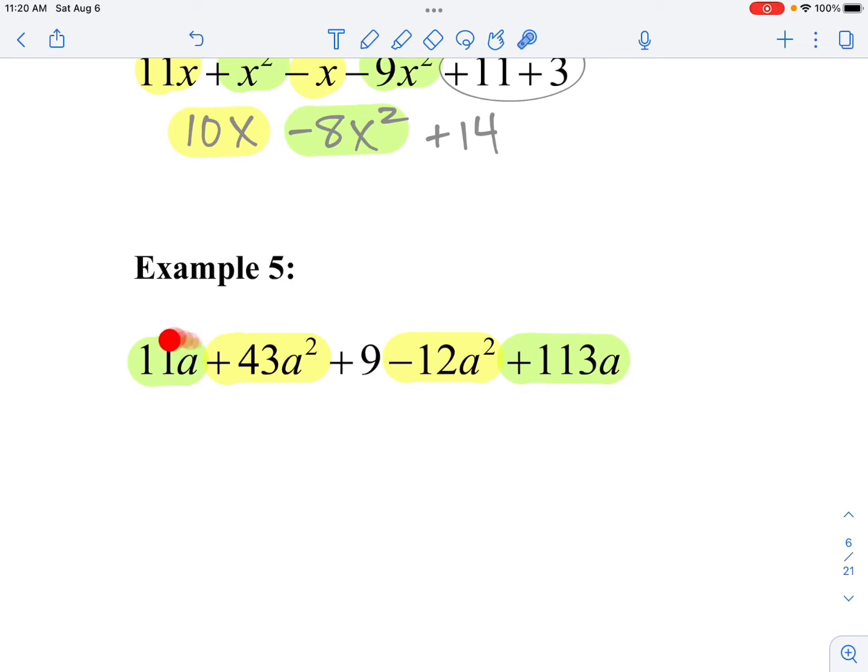So first I'm going to combine my a terms. 11 and 113, what does that make? 124a. Those stay green, if you will. You don't have to use highlighters, it just helps me visualize. Now I'm going to combine my 43 and my negative 12. So 43 minus 12 makes positive 31 a squared.